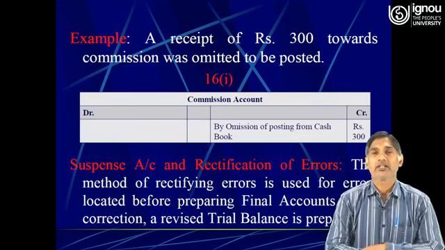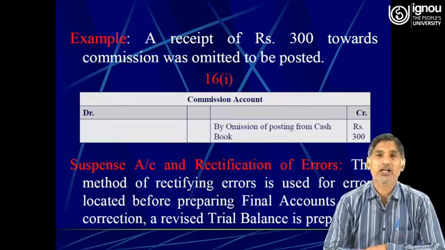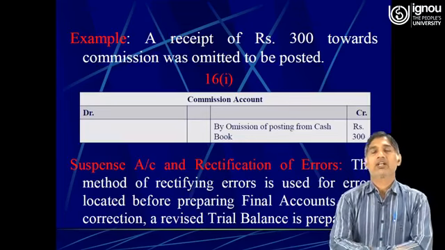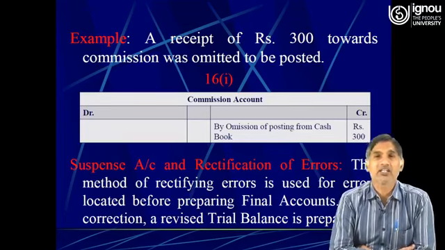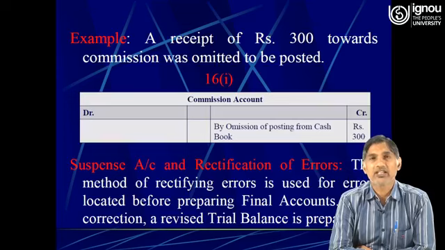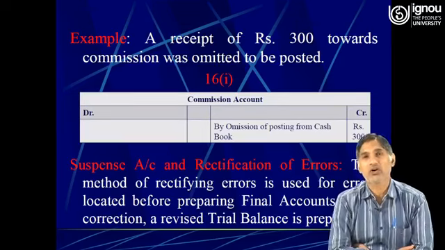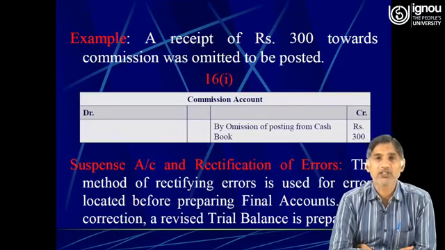So here in the debit side of cash account, we wrote to commission 300 rupees, but while posting it from journal to ledger, in the credit side of the commission account, we omitted to record the transaction. Therefore, in order to nullify the effect, we will have to write in the credit side of commission account by omission of posting from cash book rupees 300.